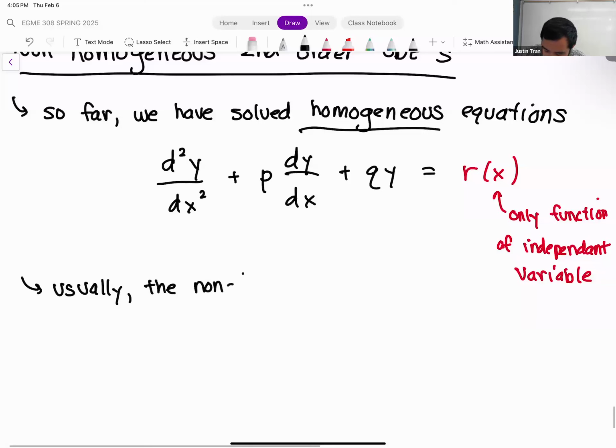Usually that non-homogeneous term represents some kind of external input or external forcing into the system that's going to cause the system to respond or react.